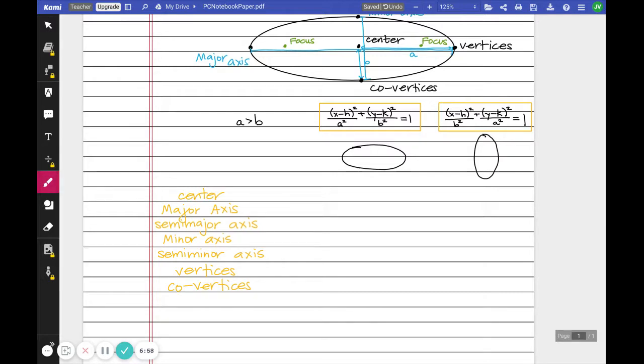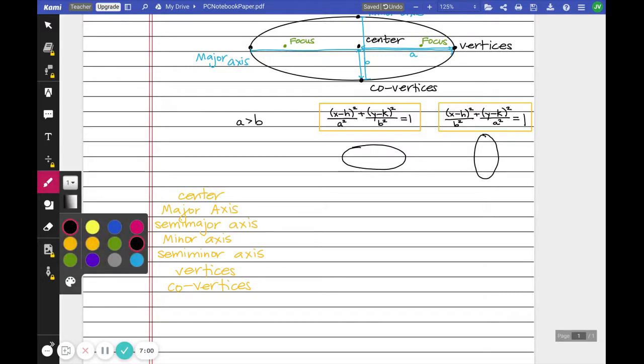So our center, because math people are boring, is still at (h, k). The major axis for this particular one is along x, and it equals 2a. For this one, it's along y, but it still equals 2a. The major one is always double the bigger number, right? That's kind of what hopefully you were aware of.